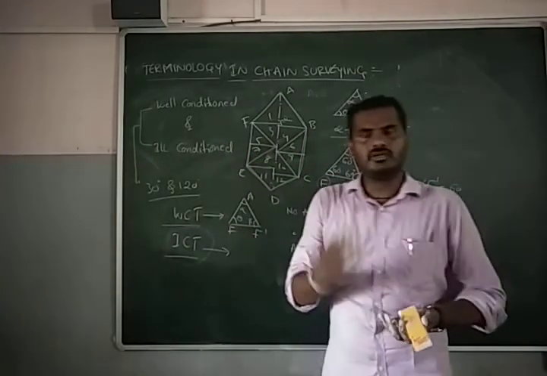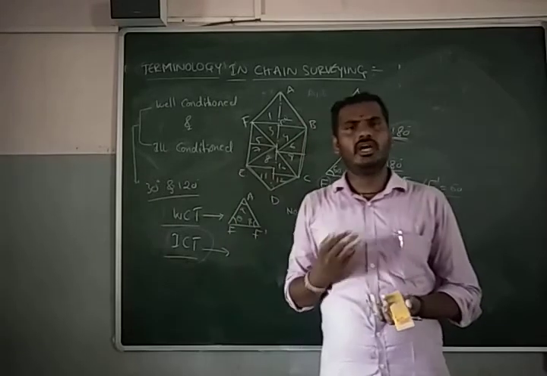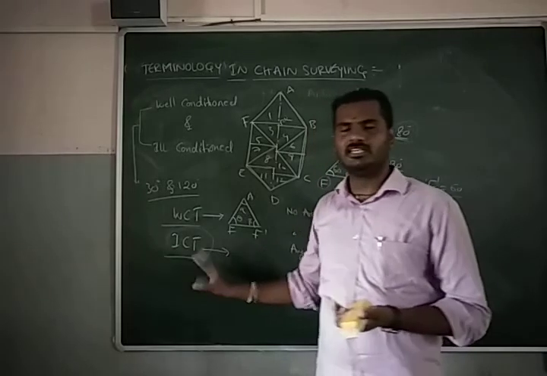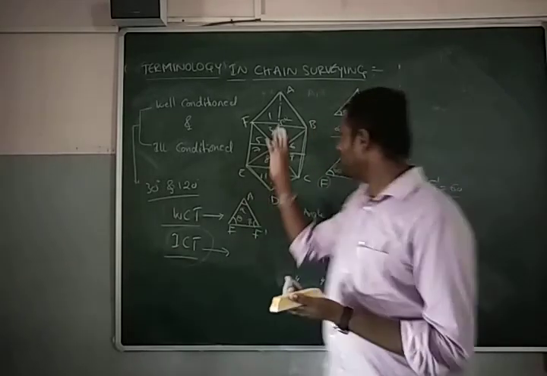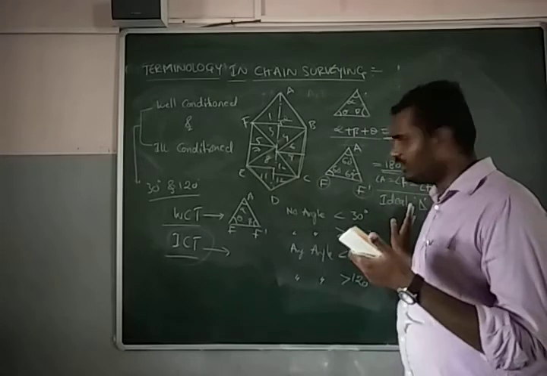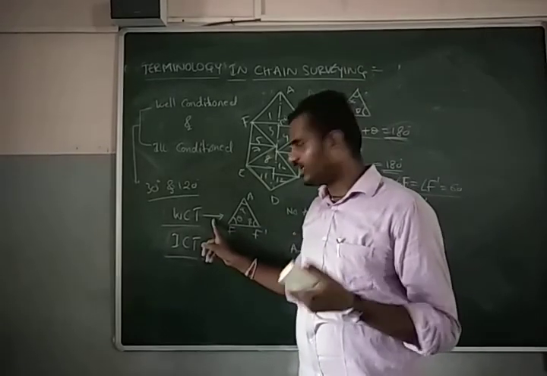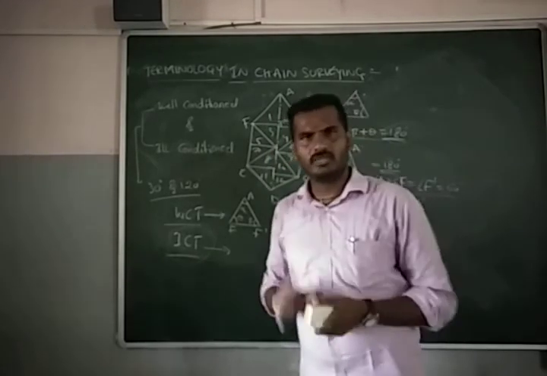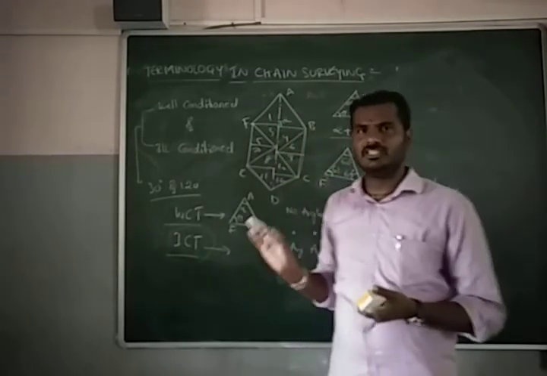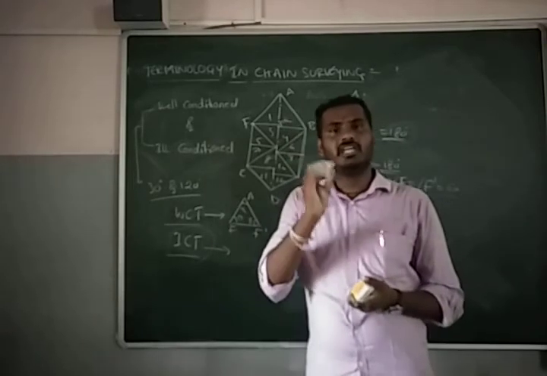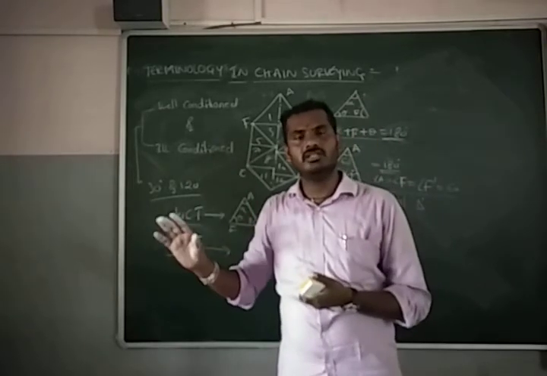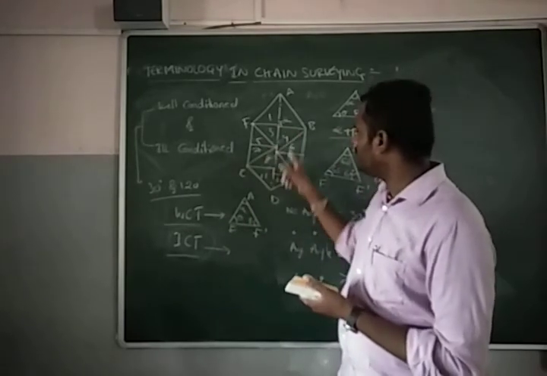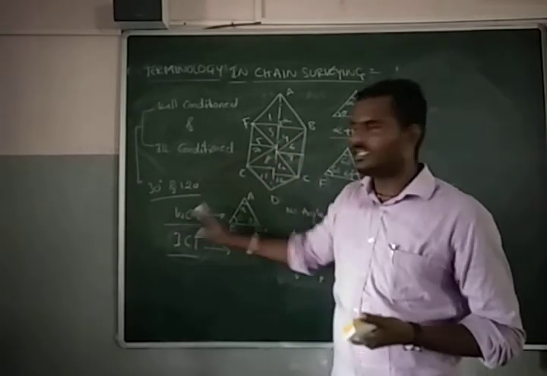We must ensure that while doing the surveying, no triangle should be an ill conditioned triangle. The triangle may be an ideal triangle, that is okay. The triangle may be a well conditioned triangle, that is okay. But if the triangle formed is an ill conditioned triangle, that is not okay. So that is why, in the suitability conditions, chain surveying is only suitable where the triangles formed in a plot or in an area are well conditioned triangles.